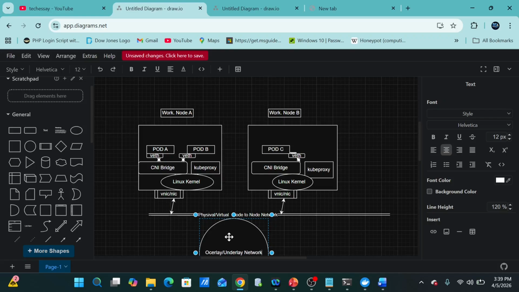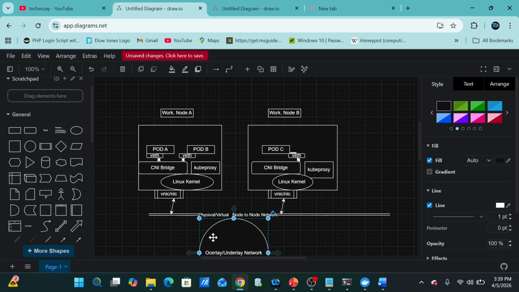Okay, so here by using overlay or underlay network, it basically reaches this vNIC or NIC, and the traffic enters the Linux kernel. Here there is already a CNI bridge, and by using this CNI bridge, it reaches this veth interface, then inside pod C. Here also some IP will be assigned, and those IPs will be managed by the CNI plugin itself.